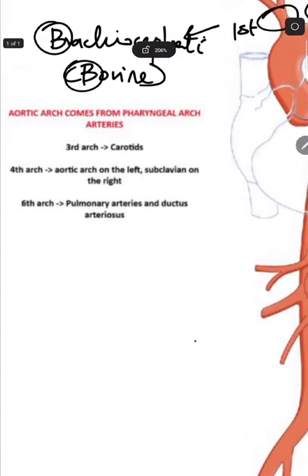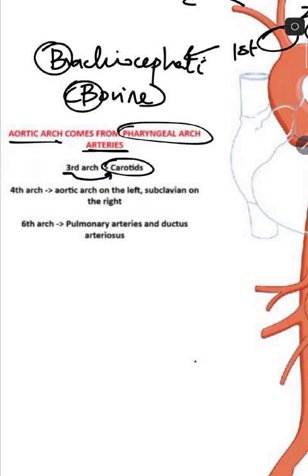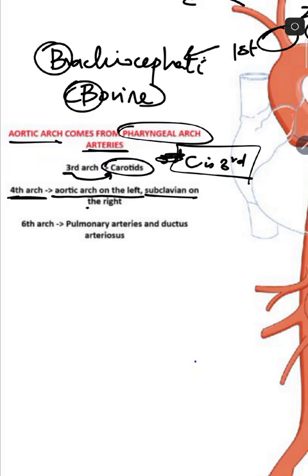Now, embryology is really important here. You gotta know that the aortic arch comes from the pharyngeal arch arteries. You gotta know that the third arch leads to development of the carotids. A quick way to remember this is that C is the third letter of the alphabet. Done. The fourth arch leads to the formation of the aortic arch on the left and subclavian on the right.